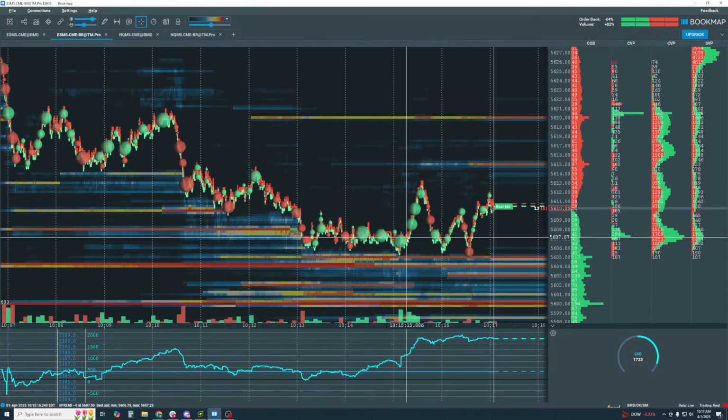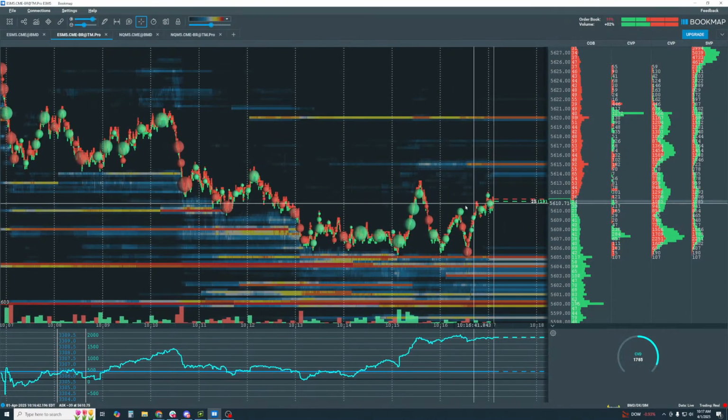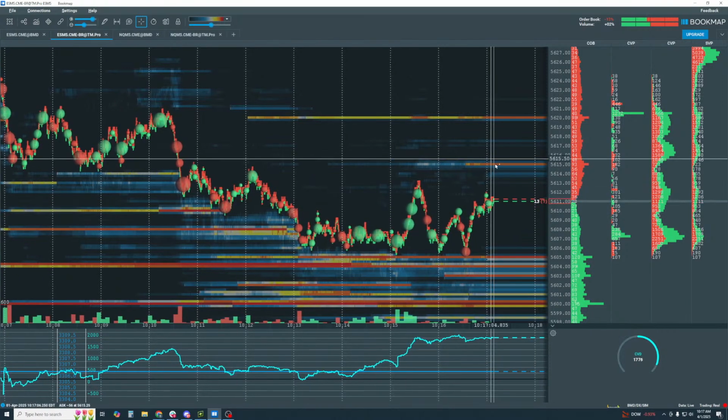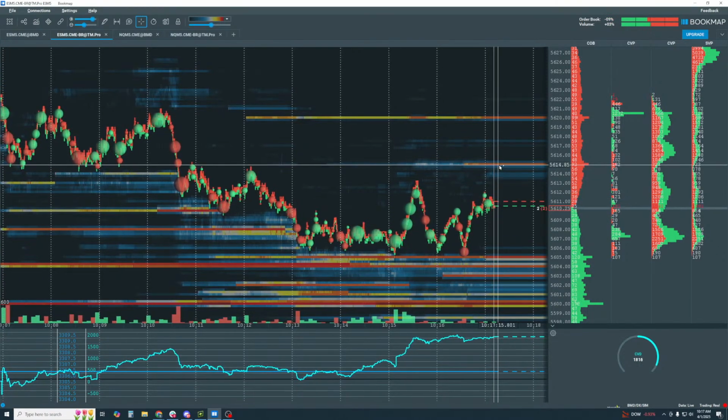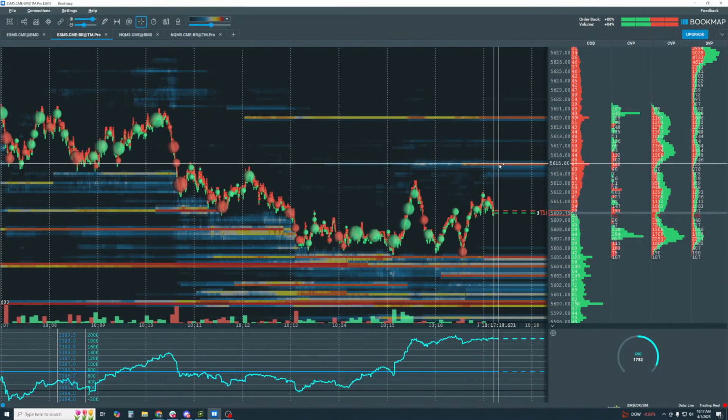There's more buying. This is a nice cluster of buying. Okay, so yeah, I would look for the move up into this kind of 14 or 15 liquidity up here.